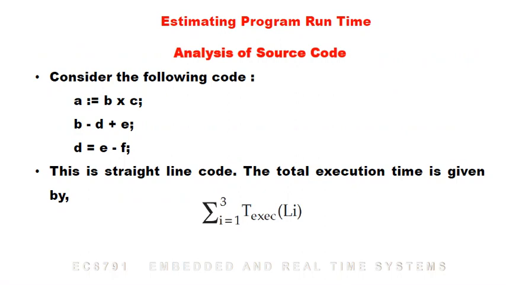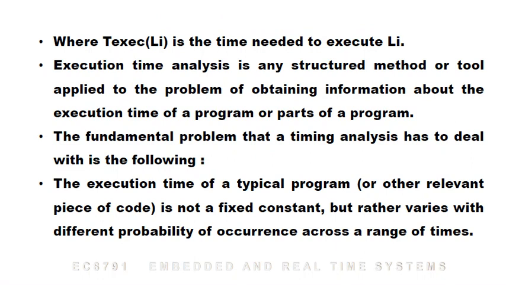Then analysis of source code. Here consider the following code: A equal to B into C, B minus D plus E, B is equal to D plus E, D is equal to E minus F. This is straight line code. The total execution time is given by summation of i equal to 1 to 3 of T execution of Li, where T execution is the time needed to execute Li.